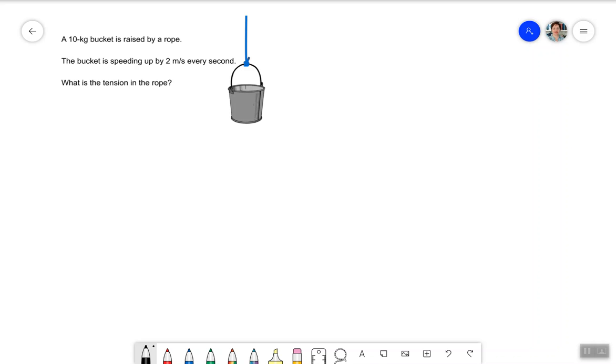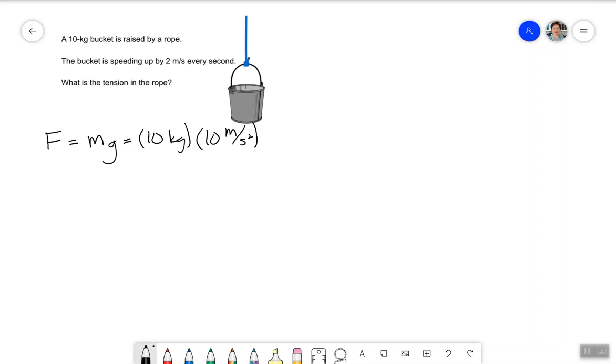Okay, this is the solution to the problem I like to call the bucket problem. And I like this problem because it's almost deceptively simple. It's really easy to see the problem and say, oh, you're raising a bucket by a rope. The tension in the rope must be the weight of the bucket. So it must be mg, which is 10 kilograms times 10 meters per second squared, or 100 newtons.